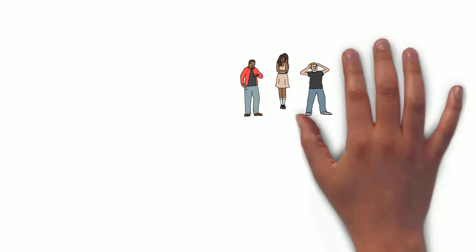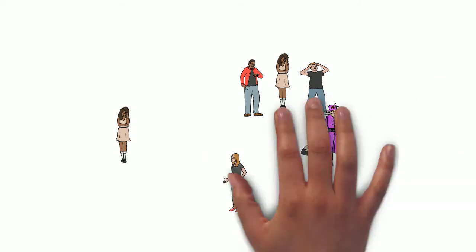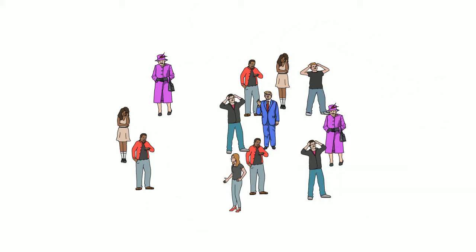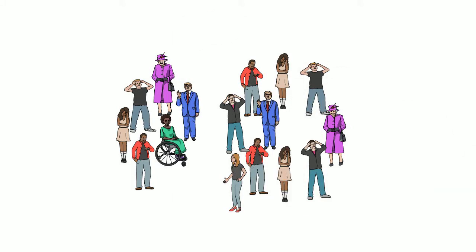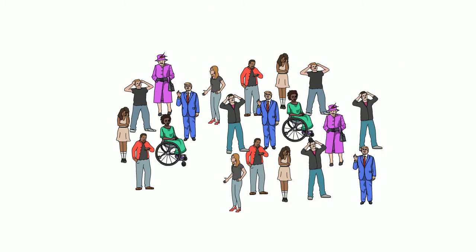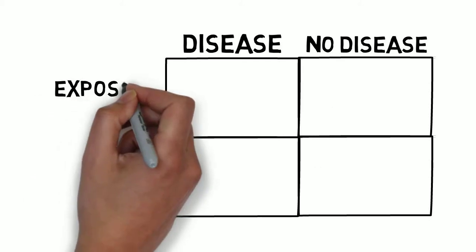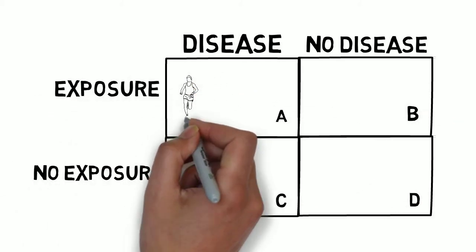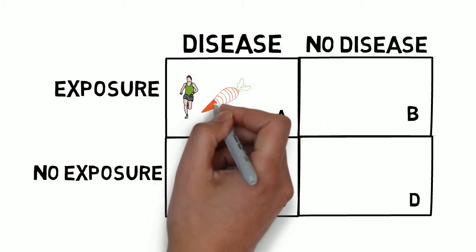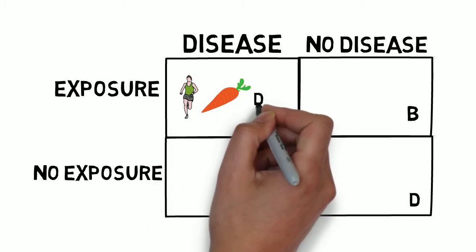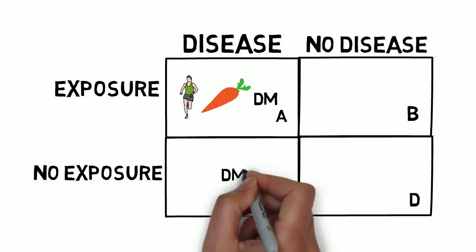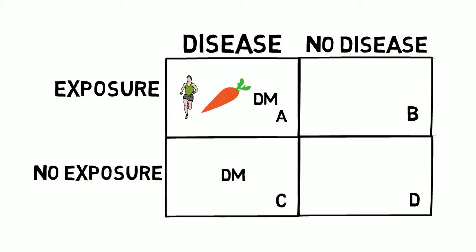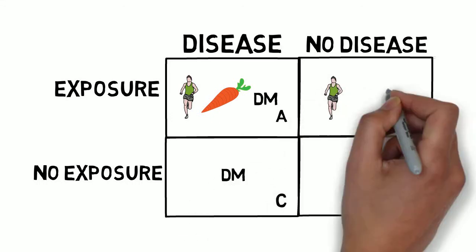Take this population of 22 individuals. We will calculate the relative risk of developing diabetes in relation to maintaining a healthy diet and regular exercise. 12 of these individuals wake up and go to the gym 5 days a week. 2 of these exercisers have diabetes. They represent the individuals in box A who do have the disease and the exposure. The remaining 10 go in box B, the individuals who do not have the disease but do have the exposure.